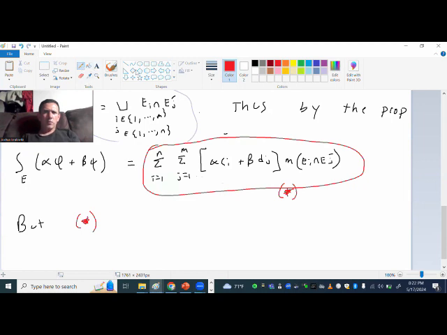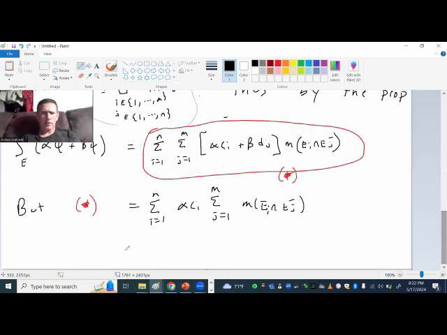So this is going to be equal to, let's say, i equals 1 to n. I'm just going to break this up into two sums: alpha c_i, sum j equals 1 to m. Basically the idea is we're going to get the two canonical decompositions with the measures of each E_i and E_j respectively. If that's not clear, then it'll be clear in a minute. Okay.